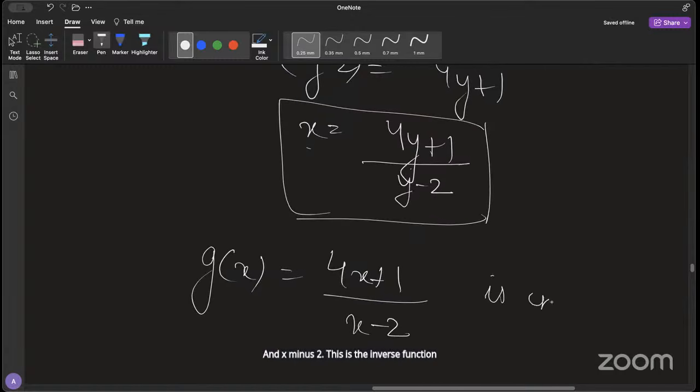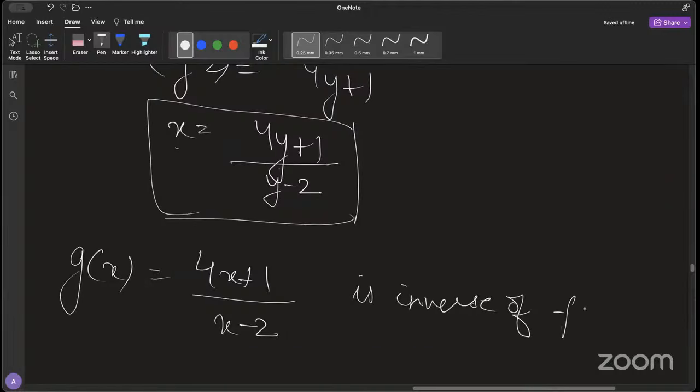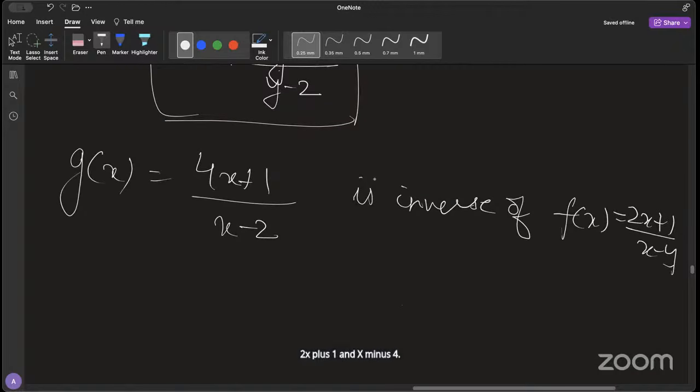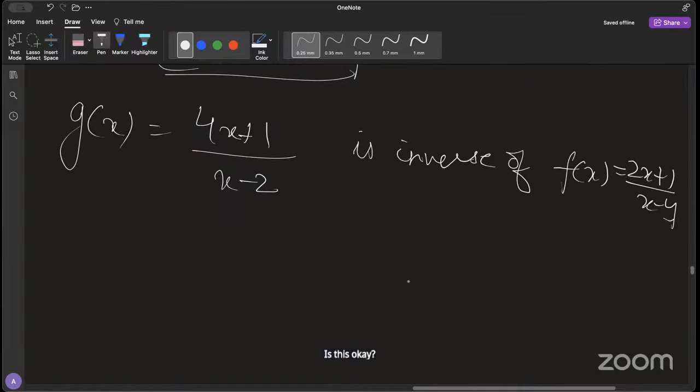Inverse of f(x) is equal to 2x plus 1 over x minus 4. Is this okay? That's how you find the inverse.